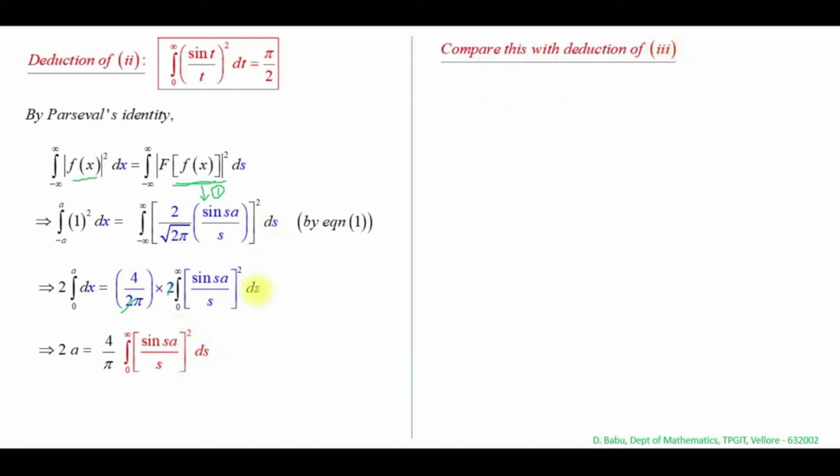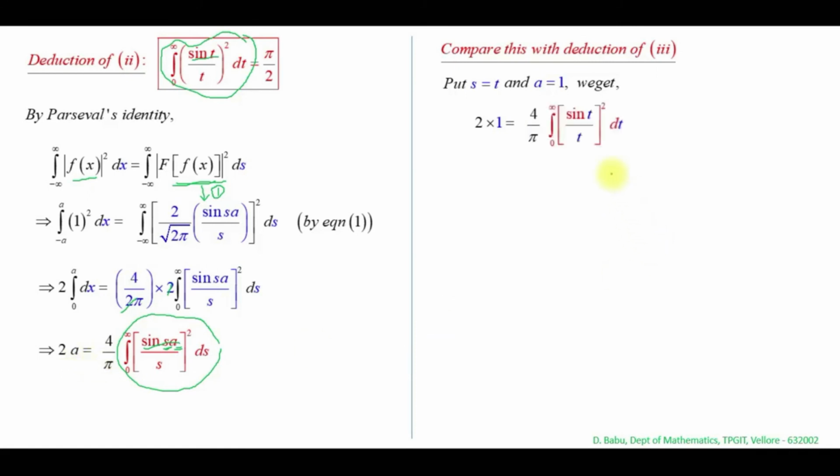Compare this with reduction 2, this red one with this red one. Here the numerator is sin t, there the numerator is sin sa. Therefore substitute s equal to t and a equal to 1. We get 2 into 1 equal to 4 by pi integration 0 to infinity sin t by t whole square into dt. So 2 pi divided by 4, that is pi by 2, equal to 0 to infinity sin t by t whole square into dt. So this proves 2. Hence proved.